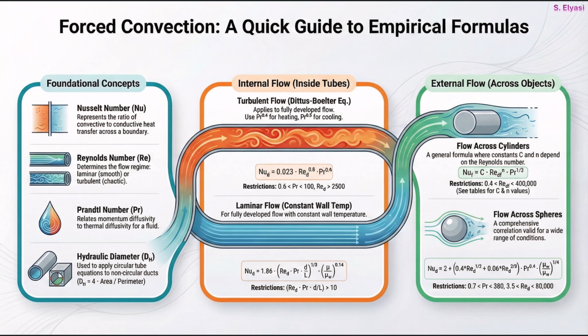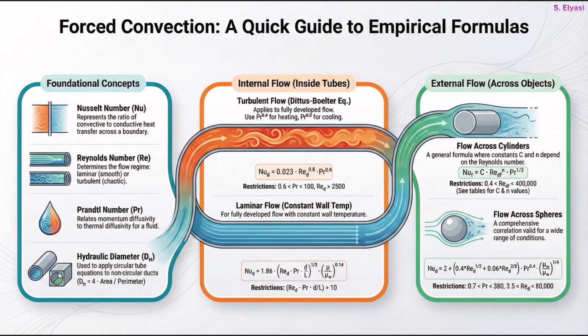Forced convection empirical formulas. Think of these formulas as your go-to guide for figuring out convective heat transfer. They give you a quick, accurate answer whether you're dealing with fluid flowing inside a tube or across an object. Super useful for engineering. Okay, so first up, everything is built on 4 key numbers.